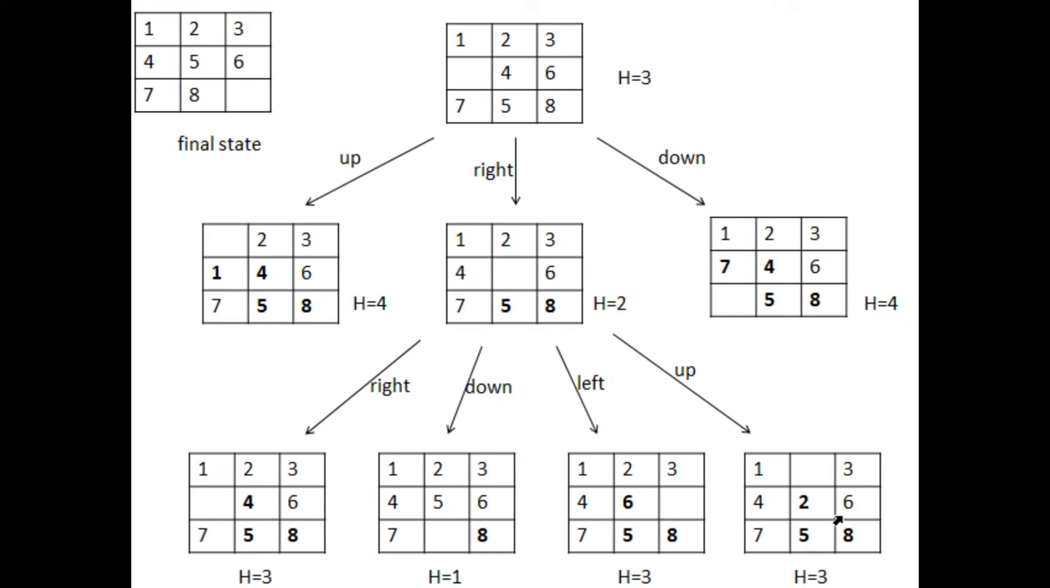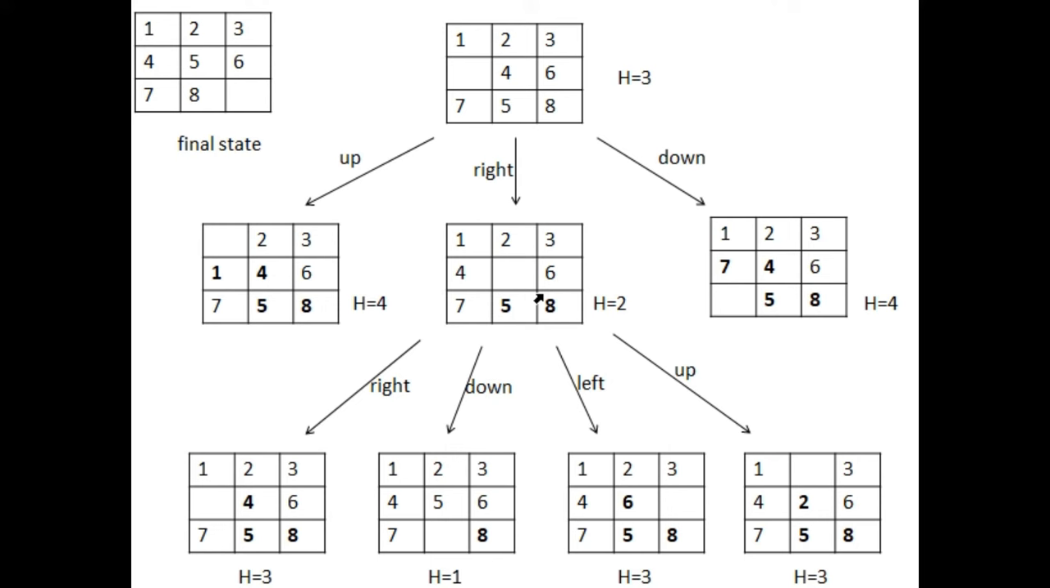So what I have done is I have made these bold. You can compare them with the goal. For example, 2 is not at the actual location as required in our goal state. In the same way, 5 and 8, all of these are not at their actual locations as required in our goal state. So the heuristic value.